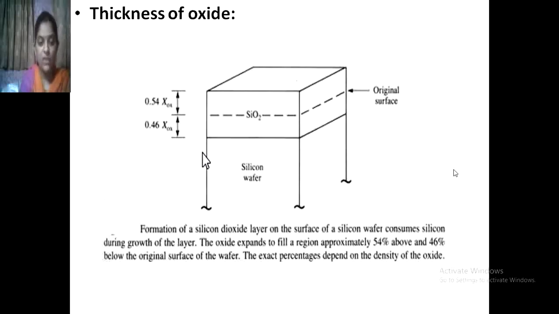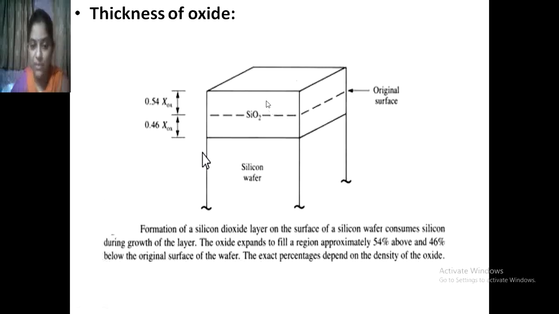Formation of a silicon dioxide layer on the surface of a silicon wafer consumes silicon during growth of the layer. So the oxide expands to fill a region approximately 54% above and 46% below the original surface of the wafer.